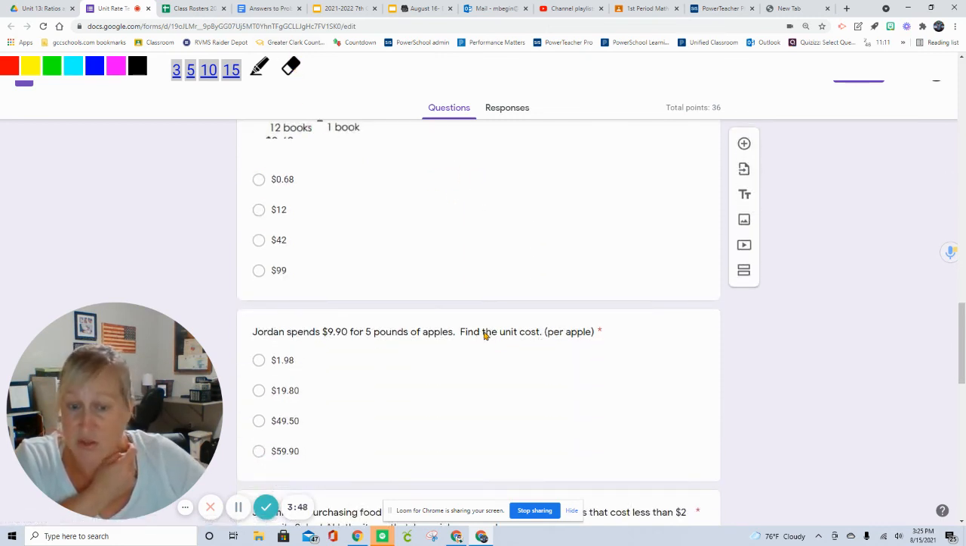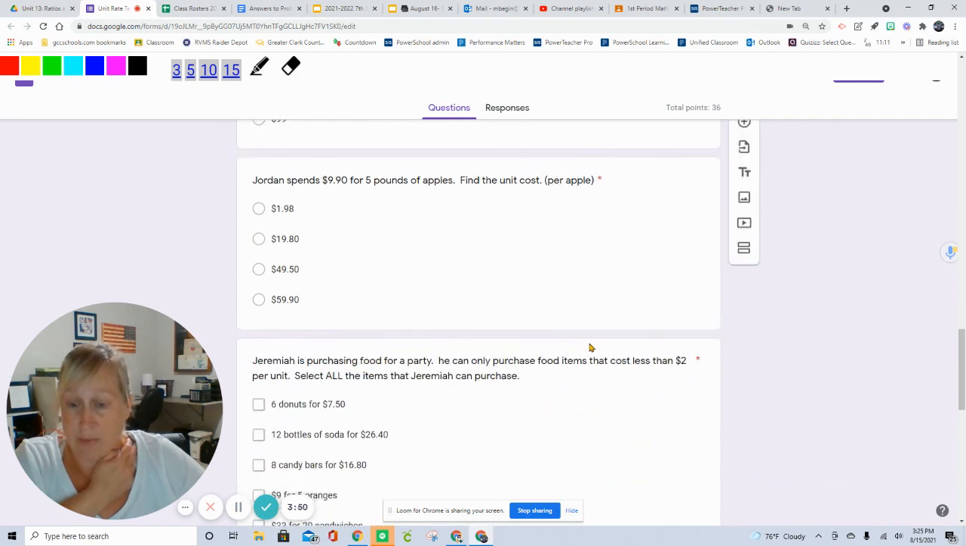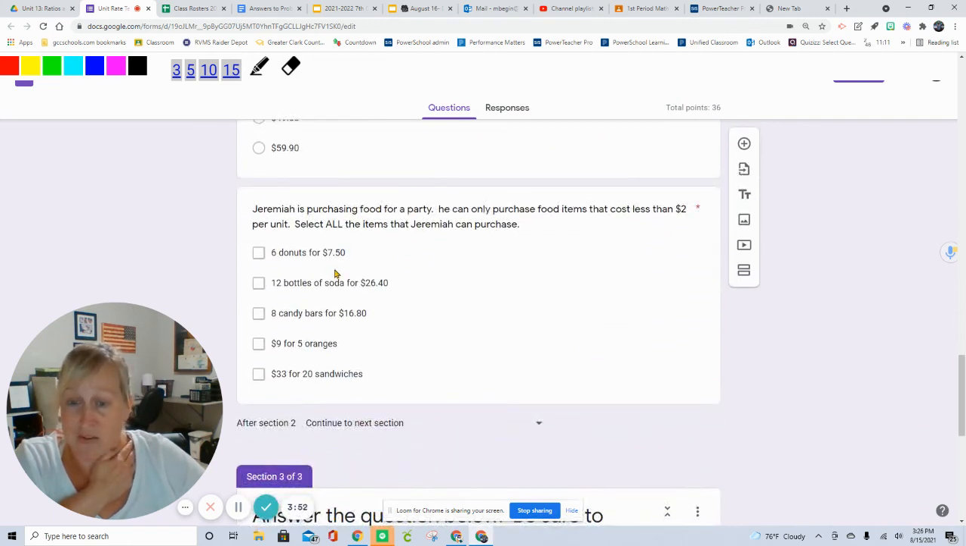Last one we've done it, unit cost. How much is per apple? This one right here, you've got to figure out which ones is going to equal less than $2.